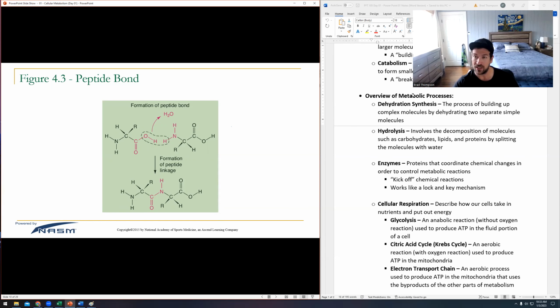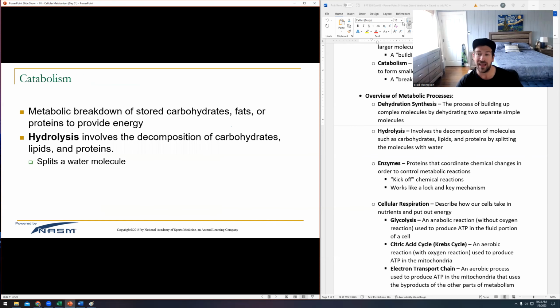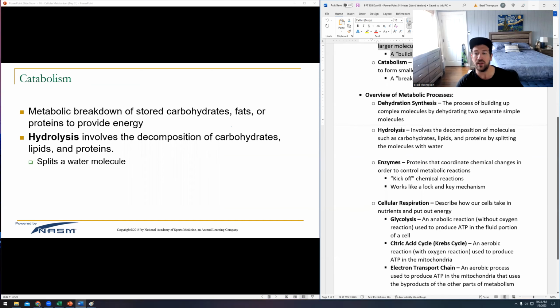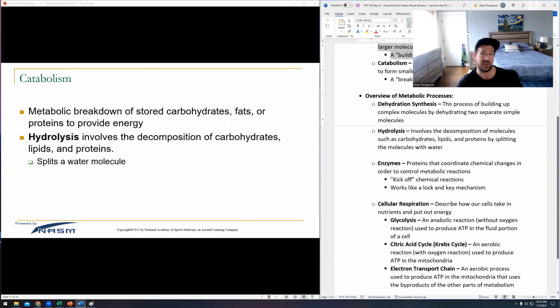How did it get those proteins? How did it make them? Well, it made them by taking individual amino acids and linking them together in different shapes. So we need to be able to dehydrate. That is all anabolism. That was all the anabolic stuff. That's all the building stuff.